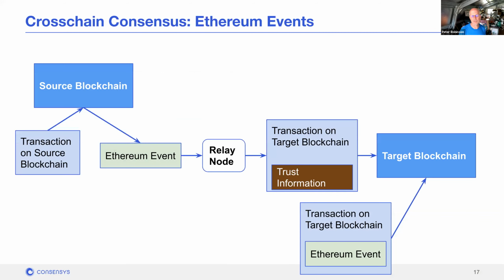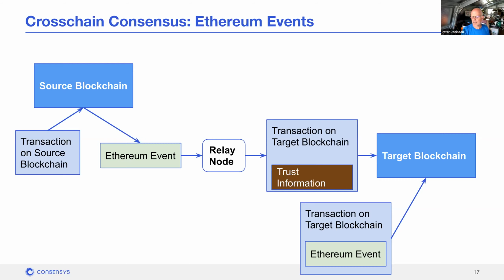And so how you could use these events is you can imagine you've got a source blockchain and you've got a target blockchain. And on the source blockchain, you have a transaction. And due to that transaction, an Ethereum event is emitted. So that you can imagine you've written that Solidity code that when you execute that start function, that start event is emitted. So then you have a node, a relay node, that sees that the event has been emitted, and it takes that transaction receipt and that event, and then somehow or other creates a transaction with some trust information and submits that to the target blockchain.